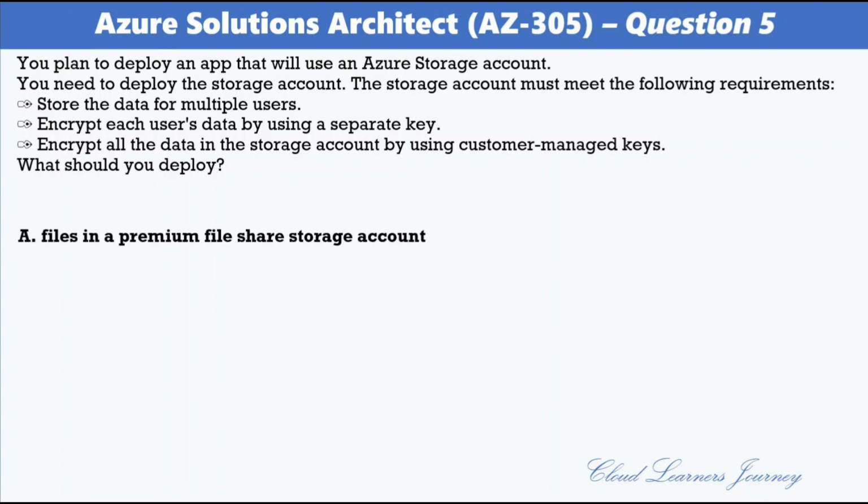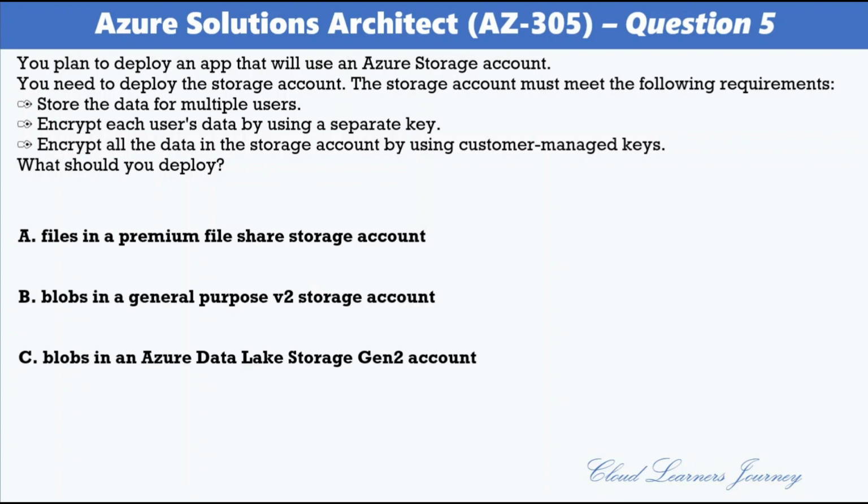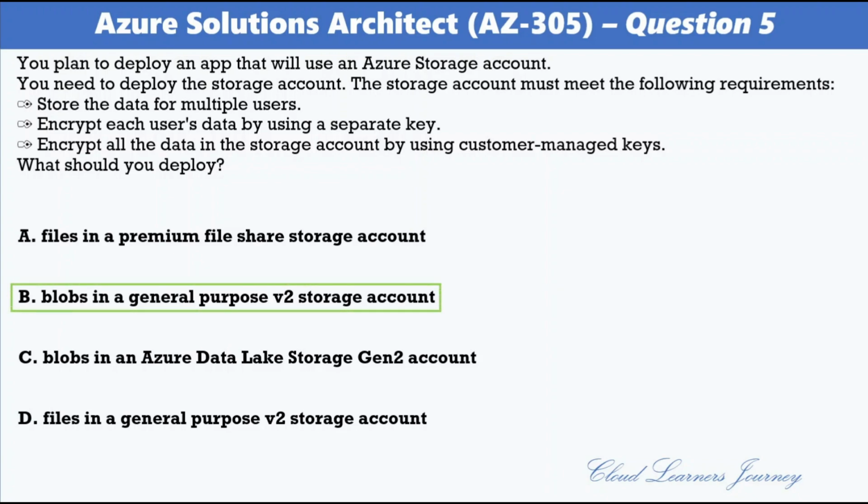Files in a premium file share storage account, B. Blobs in a general purpose V2 storage account, C. Blobs in Azure Data Lake Storage Gen 2 account, D. Files in a general purpose V2 storage account. And the correct option is B. Blobs in a general purpose V2 storage account. You can specify a customer provided key on blob storage operations. A client making a read or write request against blob storage can include an encryption key on the request for granular control over how blob data is encrypted and decrypted.